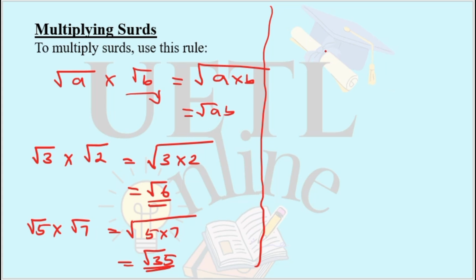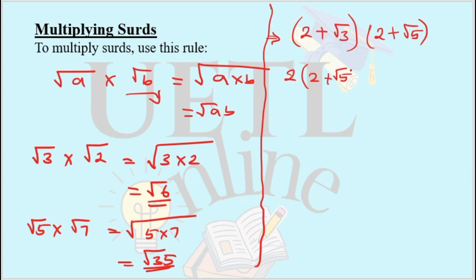Let's talk about the way you multiply when you are given compound surds. A compound surd is a surd that consists of a real number and a surd number. So let's say it's 2 plus root 3 being multiplied by another surd, in this case let's assume it's 2 plus root 5. How do you do it? You just multiply the same way you do in algebra. You say 2 multiplied by 2 plus root 5, then plus root 3 multiplied by 2 plus root 5. The same you do in algebra.